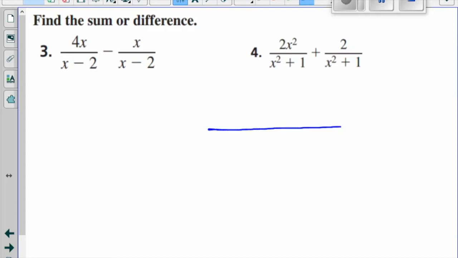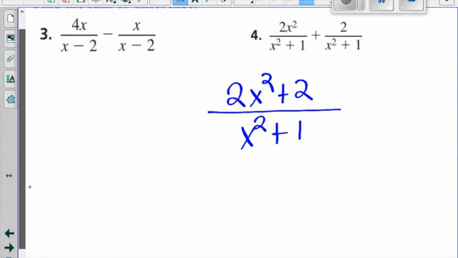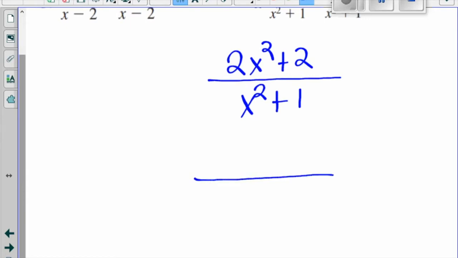So I know that the denominators are the same, so I can add the numerators. So we get 2x squared plus 2 over x squared plus 1. So we just added the numerators because the denominators are the same. Is there anything we can do after that? Could we make it 4x squared? Or no. Just 2/1?